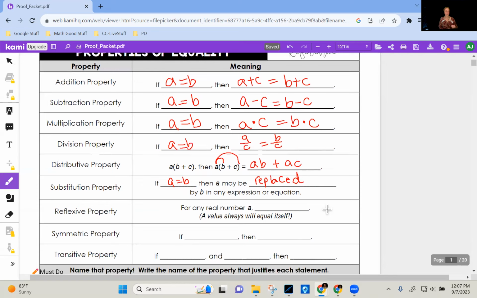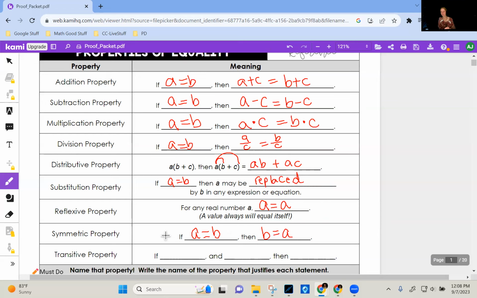All right, the next one is the reflexive property. You're going to use this one more than you think, but it seems a little silly. It just means that A equals A. It's the same thing; we know that it always equals itself. Symmetric property, again, seems a little silly, but you're going to use this more than you think, so it's really good to have a reference. If A equals B, then B equals A. We can write them backwards of each other.